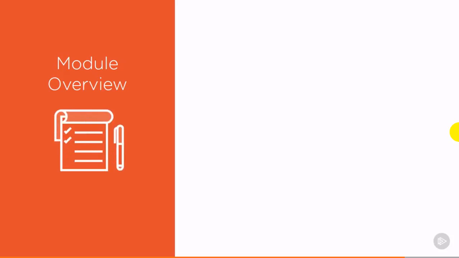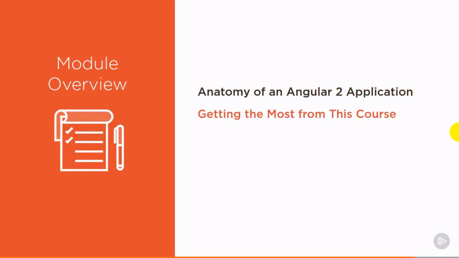In this first module, we lay out the anatomy of an Angular 2 application. We consider several suggestions for getting the most from this course. We explore the sample application that we'll build throughout this course, and we'll look at the topics we'll cover in the remainder of this course. Okay then, let's check out the anatomy of an Angular 2 application.